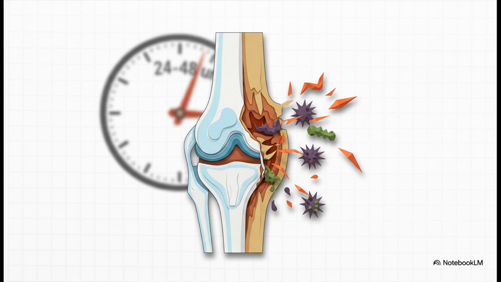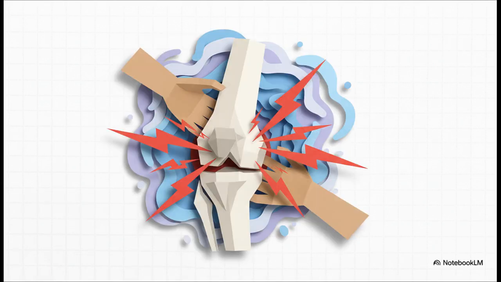The bacteria, along with our own body's inflammatory response, create this toxic soup of enzymes inside the joint that just eats away at the cartilage. It can be destroyed in as little as 24 to 48 hours. And let me tell you, once that cartilage is gone, it does not come back. It's gone forever. So, how can you tell this apart from osteo on your exam?